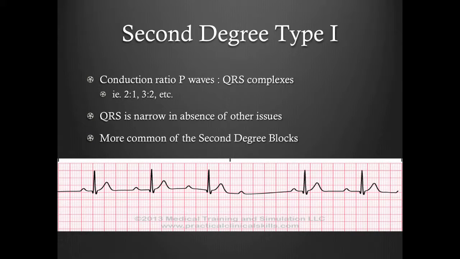When we describe these, we also describe the conduction ratio, so the number of P waves to the number of QRS complexes. And they can be 2 to 1, 3 to 2, or anything. In the example we have below, it is a 4 to 3, so we have 4 P waves, 1, 2, 3, and 4, to 3 QRS complexes. There's that one right here. So it is a second degree type 1 AV block with a 4 to 3 conduction ratio. In the absence of any other heart issues, the QRS is always narrow in these, and it is the most common of the second degree heart blocks.